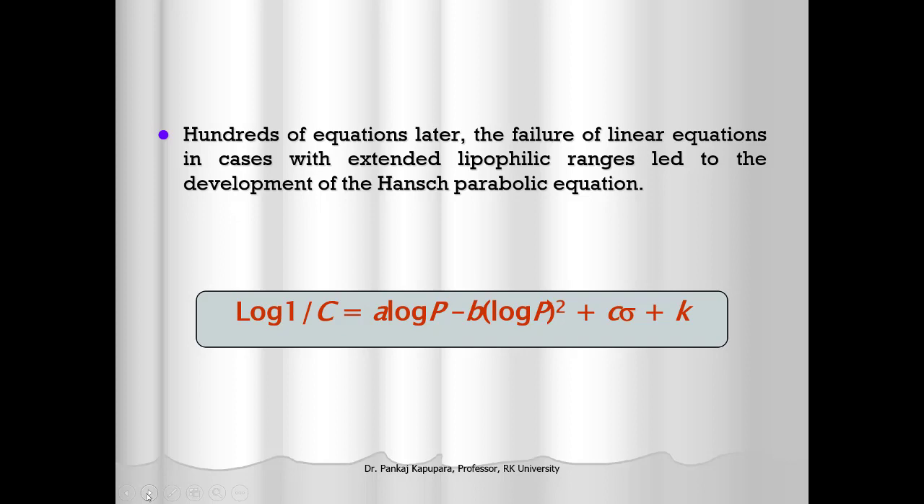Mathematically and statistically it is 100% right, but when it enters the biological system, it will not give the same effect. So up to an optimized point its effect is optimum, and after that it decreases. So like log 1 upon C is equal to a log P minus b (log P) square plus c sigma plus k. That is a parabolic equation.